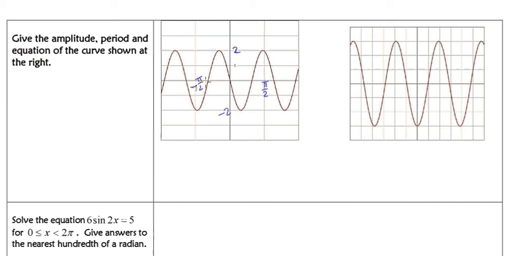All right, so let's start with amplitude. Remember, amplitude is your maximum minus your minimum, all divided by 2. Our maximum happens at 2, so 2 minus our minimum, -2, all divided by 2. 2 minus -2 is 4, and 4 divided by 2 is 2. So our amplitude is 2.